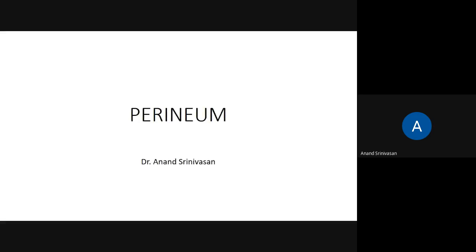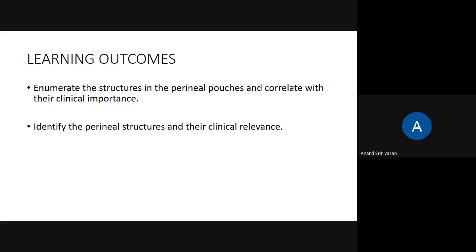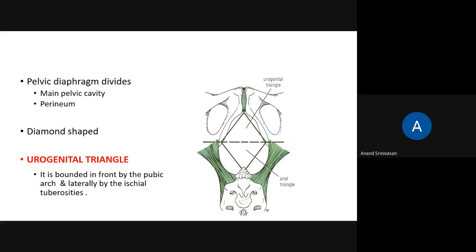Today we are going to see about the perineum. The perineum is the part which is located between the two thighs. We are going to see the important anatomical structures located in this region and the clinical importance. That's the part which is between the legs.